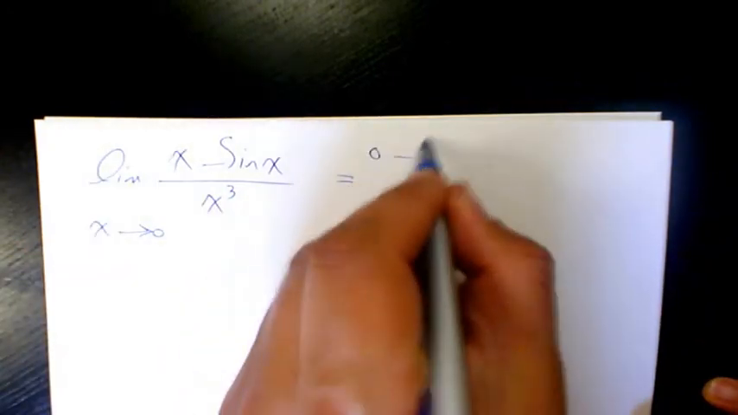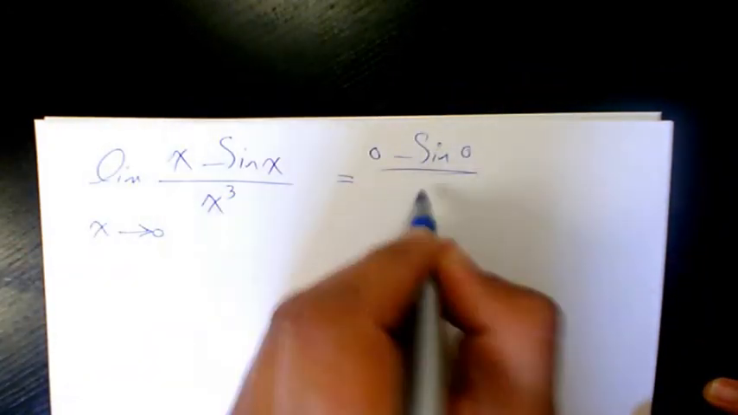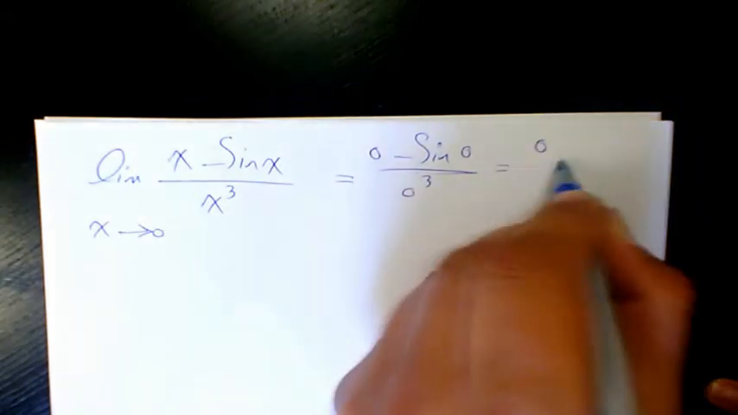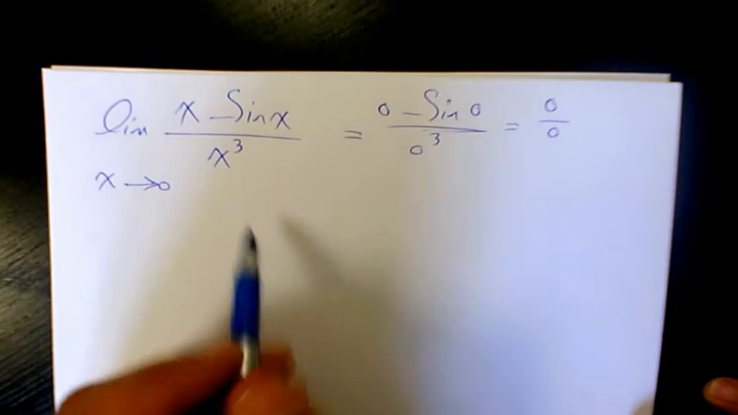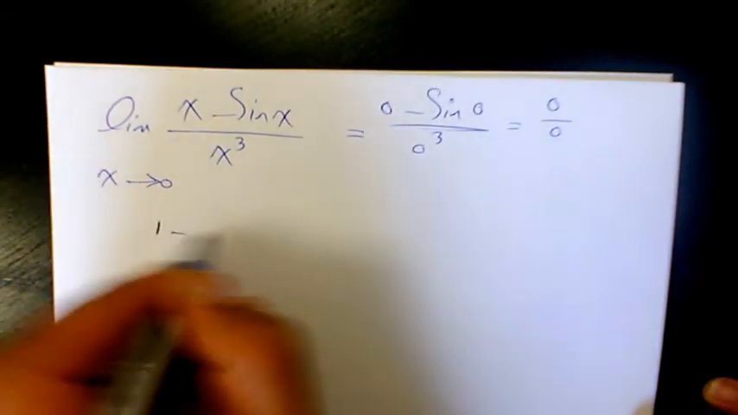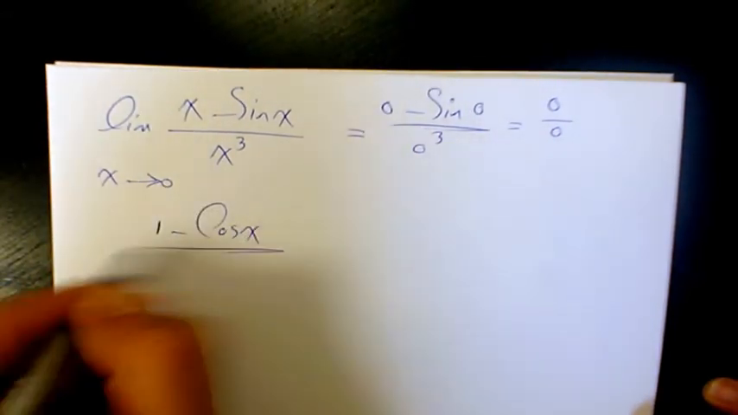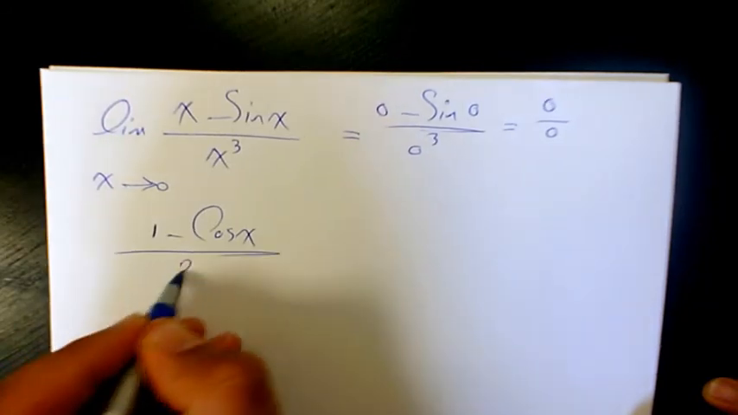It says limit of x minus sine x over x cubed when x approaches 0. It's going to be 0 minus sine 0 over 0 cubed. It's going to be 0 over 0. So we need to use L'Hopital's rule. When you find the derivative, it's going to be 1 minus cosine x over the derivative of the denominator, which is 3x squared.